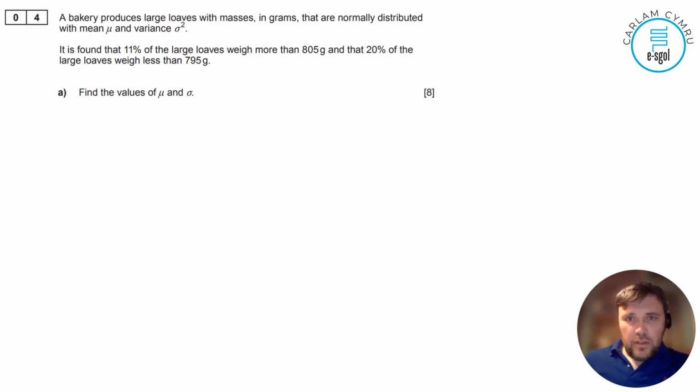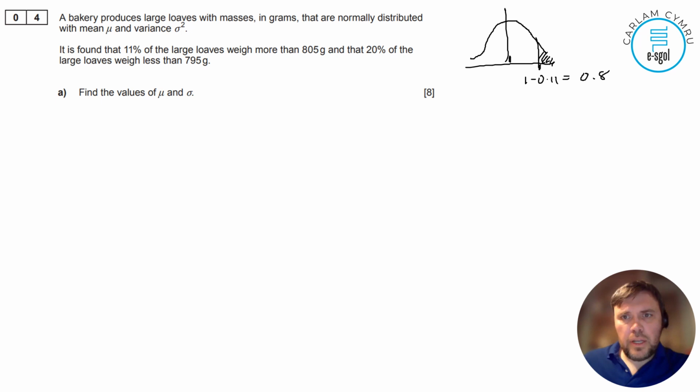So if we were to look at those in a diagram, 805 is going to be the top end here, and would be that region there. But the calculator, when we do the inverse, is not going to be able to work out this side. So what we do is this point here, we say as 1 minus 0.11, which is equal to 0.89. For the other one, it's going to be down here, so that's fine. That is going to be 0.2.